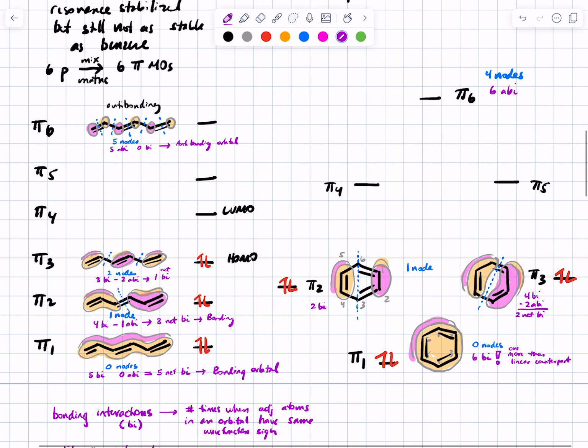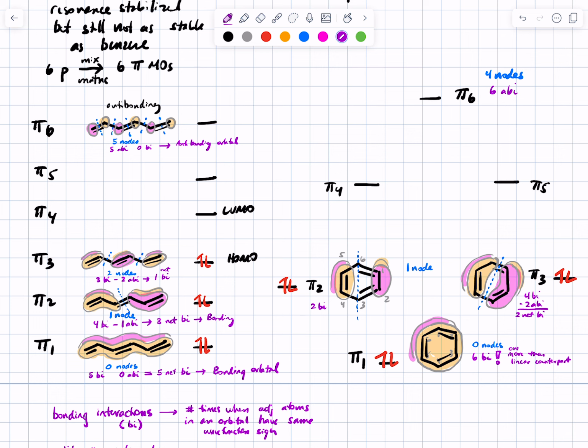So notice what being cyclic does to 1,3,5-hexatriene. If you imagine transitioning in your brain from 1,3,5-hexatriene, making the connection, adding that extra connection lowers the energy of pi 1 by 1 bonding interaction. For pi 2 and pi 3, it sort of takes them to an intermediate average level. Pi 2 used to have 3 bonding interactions, now it only has 2. Pi 3 used to have 1 bonding interaction, now it has 2.